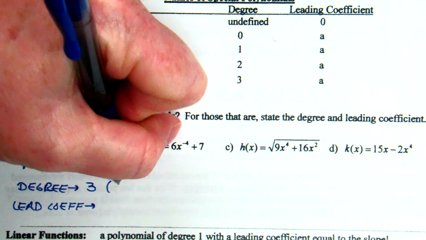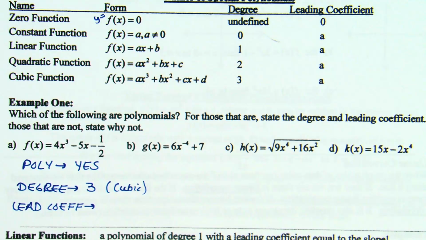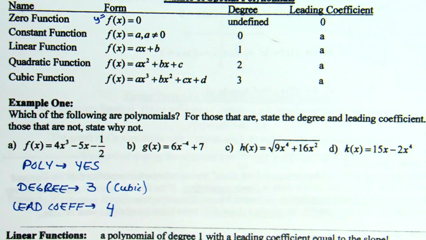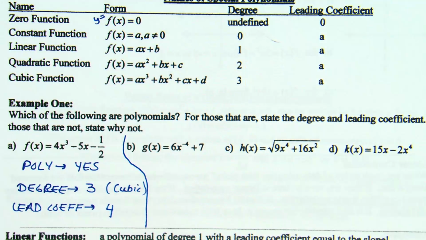What's my lead coefficient? 4, because it is the coefficient on the cubic term, right? Technically, if I were to remove that, it's the one with the largest. Yes. The lead coefficient is the one on the largest power. Now keep in mind, they could be out of order. So you always have to look and search for that highest power.